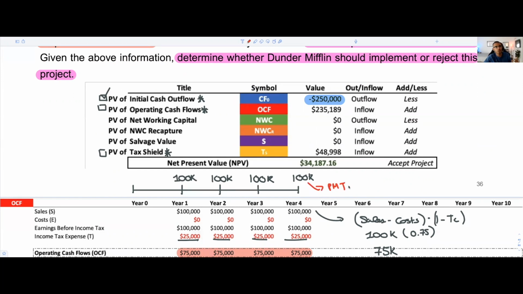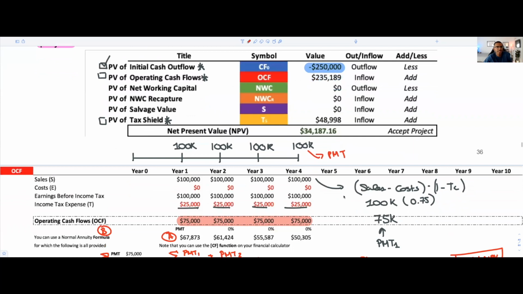Well, if we know that's our payment and we know N is 4, and we know our cost of capital, and we know there's no G, and we know that we're looking at time value of money, we could just plug that in within our formula. Or if that's too much for us, we could go ahead and just plug it in within our calculator. There's a bunch of different ways to solve for this in an easy manner, okay? So that's how you get your present value of operating cash flows to be essentially 235,189.